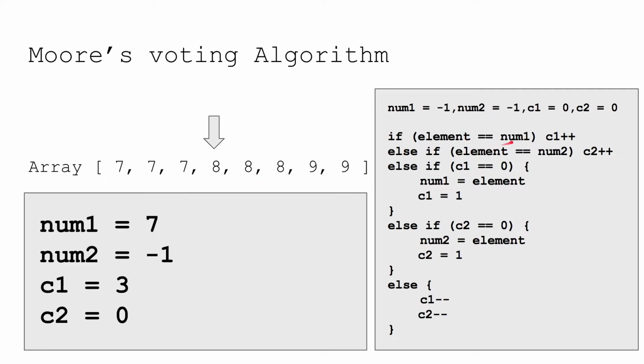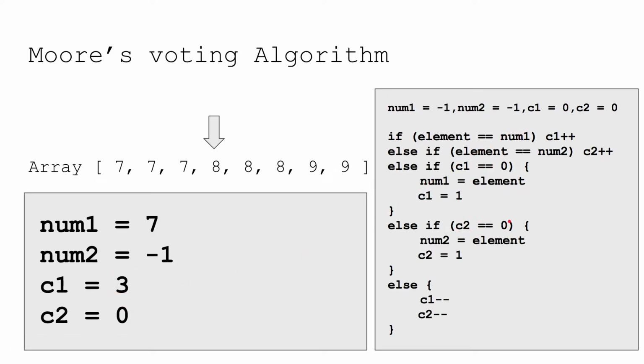Similarly, we'll move to the next element 8. We'll compare it with num1. Here the value of num1 is 7. So it is not matching. We'll move to the next condition. Here, is the element 8 equal to num2? The value of num2 is -1. So it is again a no match. So we'll move to the next condition. We'll see if counter 1 is equal to 0. Here the counter 1 is 3.